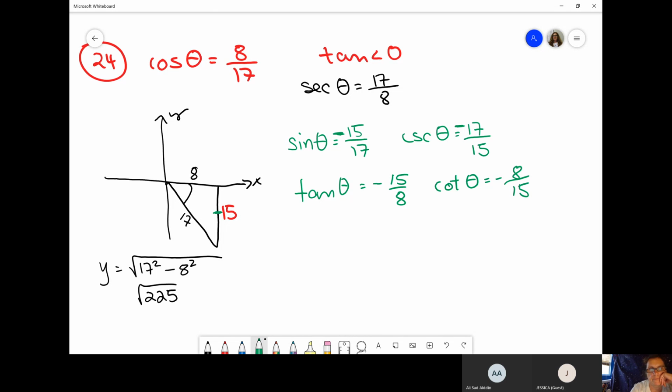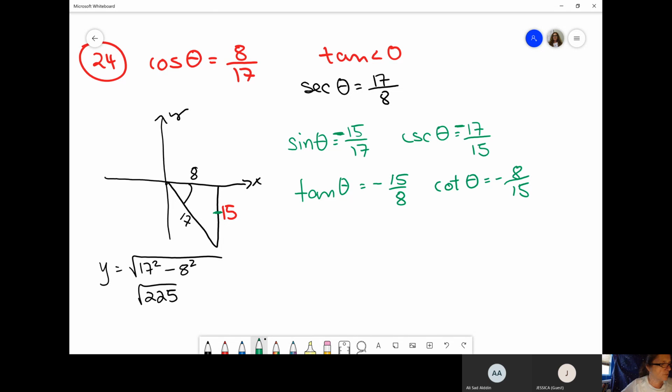Yes, we got the square root of 225, which is 15. However, we are in quadrant 4, so we have to give it a negative 15 because the y value in quadrant 4 is negative. That's why it is so important that you make a little sketch. And these are definitely problems that you need to know for the test.